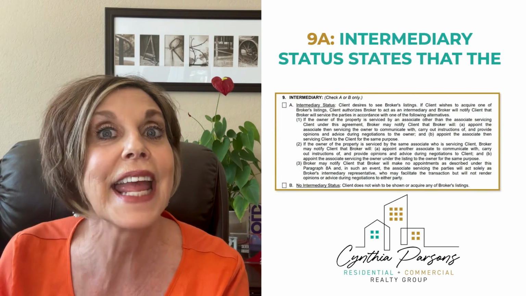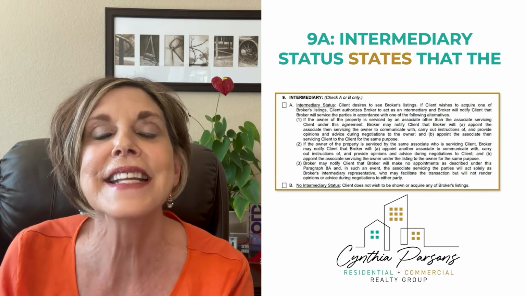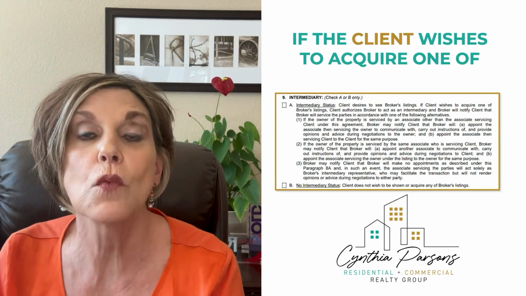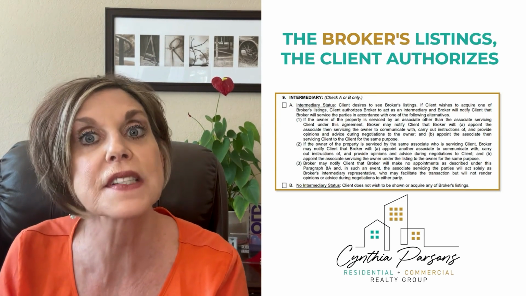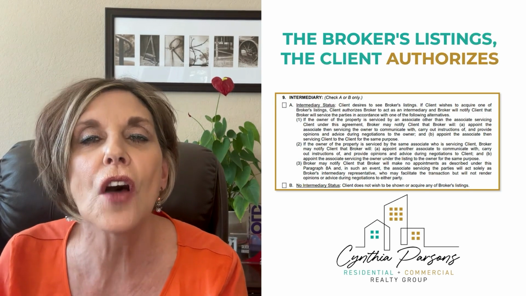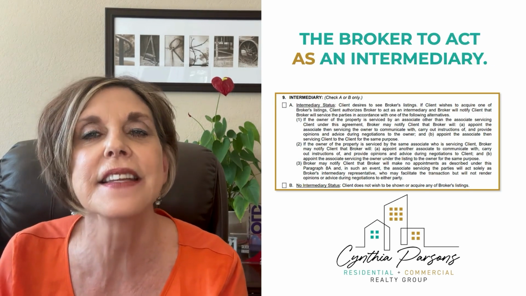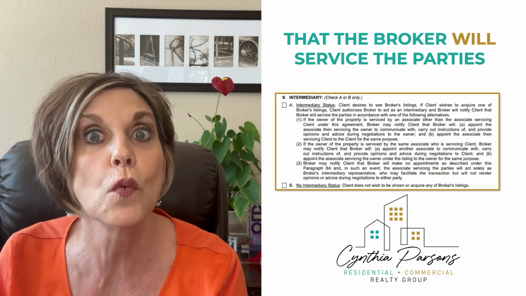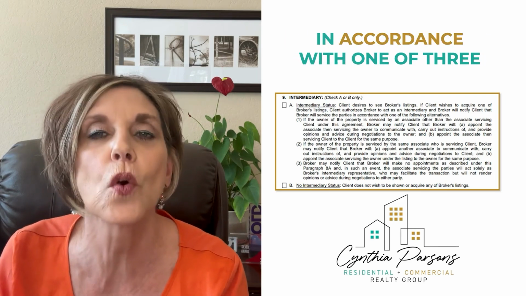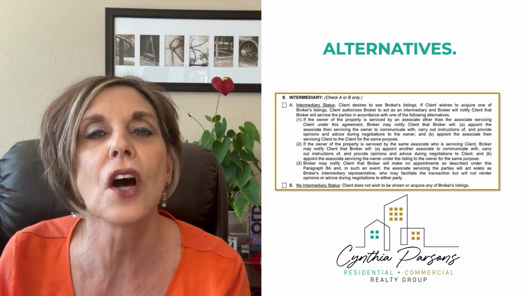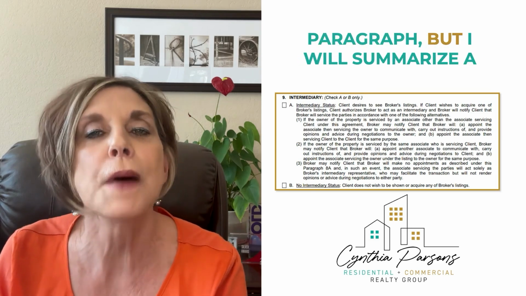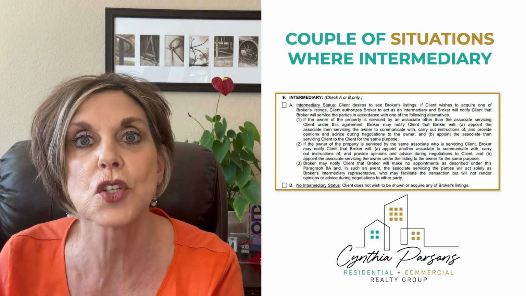concerning the property. Now moving to paragraph 9A, intermediary status, states that the client desires to see the broker's listings. If the client wishes to acquire one of the broker's listings, the client authorizes the broker to act as an intermediary, and the broker will notify the client that the broker will service the parties in accordance with one of three alternatives.